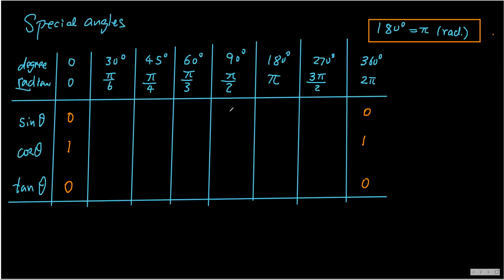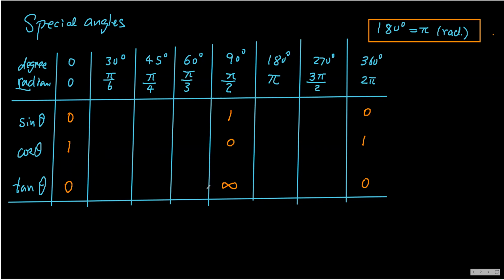So sine is 1, cosine is 0, and tangent is... This is a special angle. But this is infinity. Why? Because x equals 0. So that is something special.